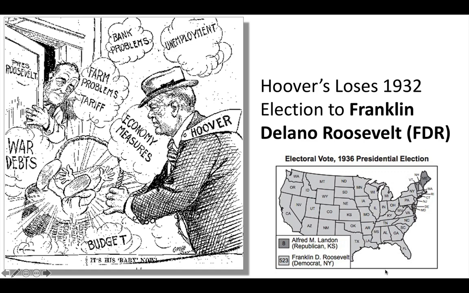And so when he gets to be president, it's like, thanks. It's an honor to be president, I guess. I mean, this guy is walking into a nightmare. All right? FDR gets stuck with just every possible problem under the sun. I mean, that's what this cartoon is saying. He's got to deal with unemployment and bank problems and farm problems and tariffs and economy measures and a budget and war deficit. And it's like, here you go, buddy. It's all yours. And that's what FDR is dealing with.